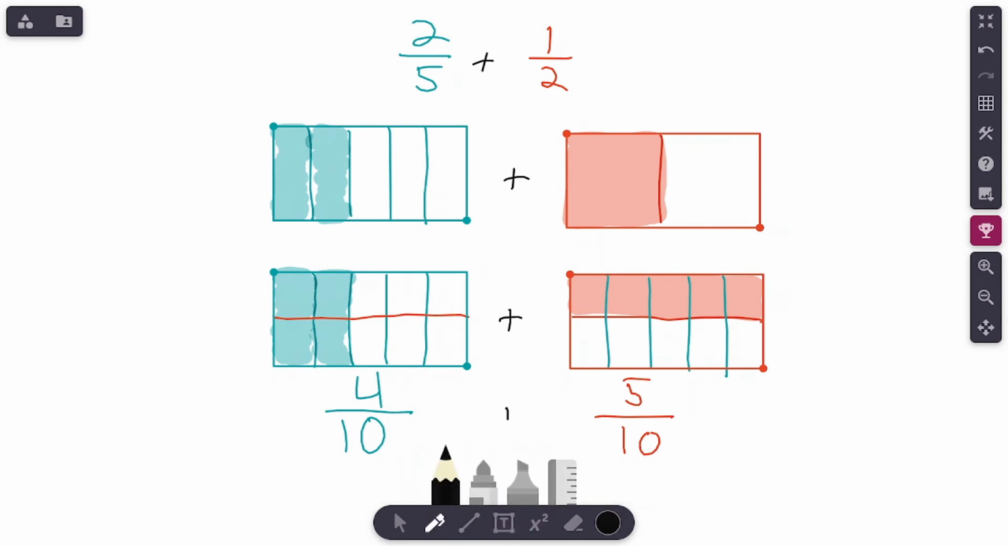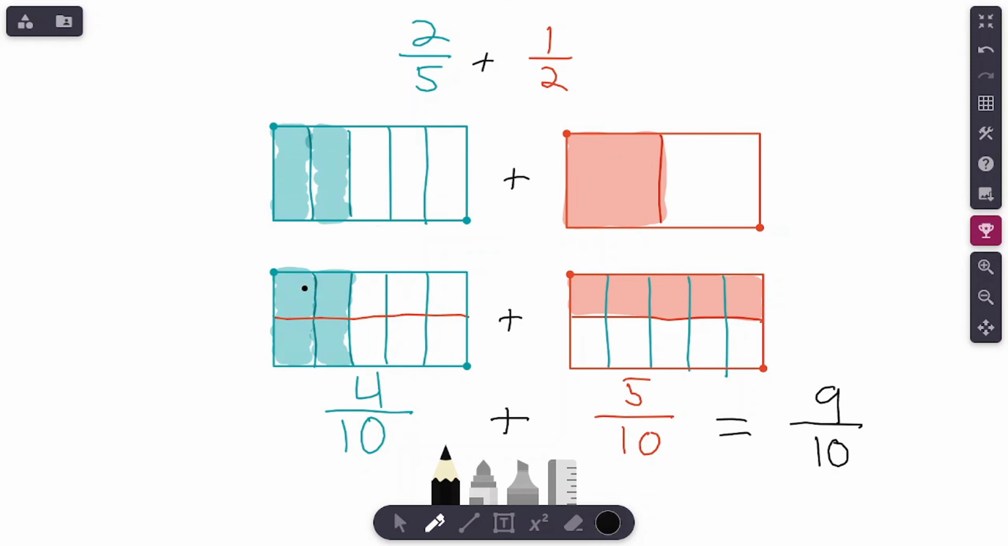Okay, now that we've done that, let's take a look at these equivalent fractions we've created and let's see if we're going to be able to add them. This denominator and this denominator are both 10, so that'll stay the same. Add the numerators, 4 plus 5, and that gives us 9/10. All right, how did we do that? Ask yourself, what was our first step?